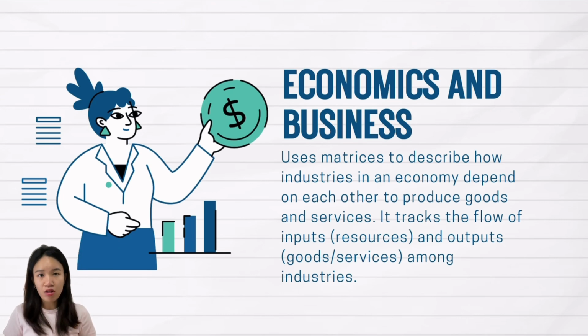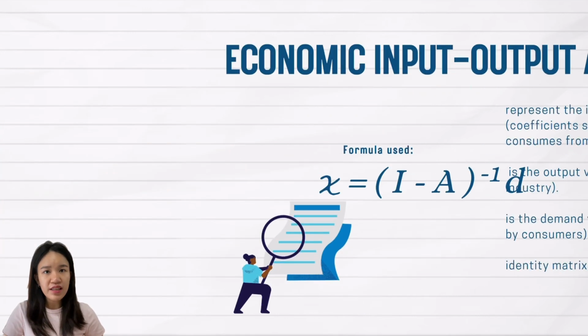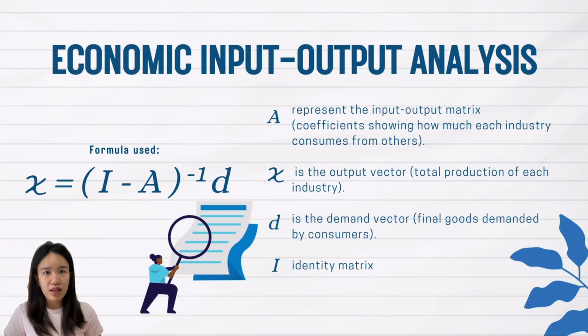Now, I would like to talk about how matrices can be used in economy and business. In economy and business, we can use matrices to describe how industries in an economy depend on each other to produce goods and services. It tracks the flow of inputs such as resources and outputs such as goods and services among industries. Matrices can be used for economic input and output analysis.